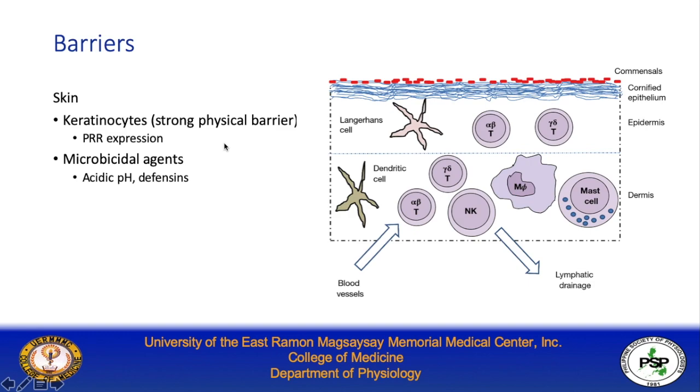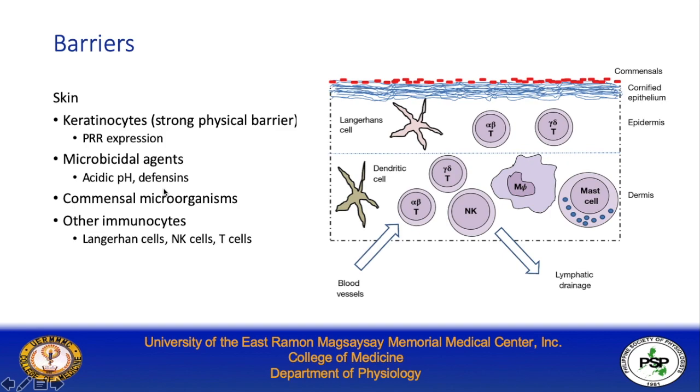Aside from that, you also have microbicidal agents produced by your sweat glands. Examples of this would be a very low, acidic pH, and factors such as your defensins, which would prevent the growth of microorganisms. You also have your commensal microorganisms. These commensal microorganisms are present in our skin without causing any harm, and they inhibit the growth of pathogenic or harmful microorganisms.